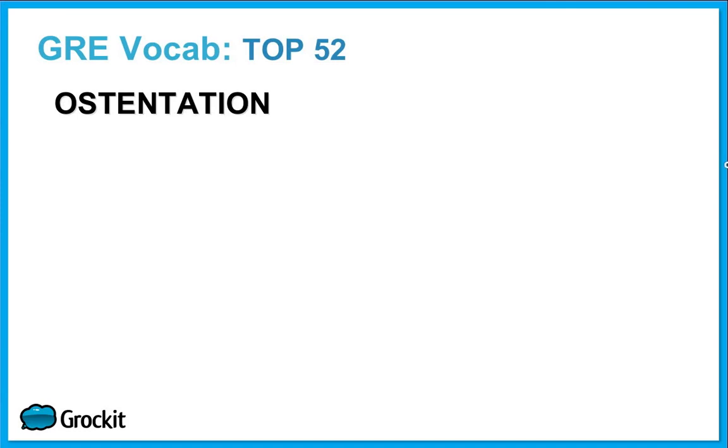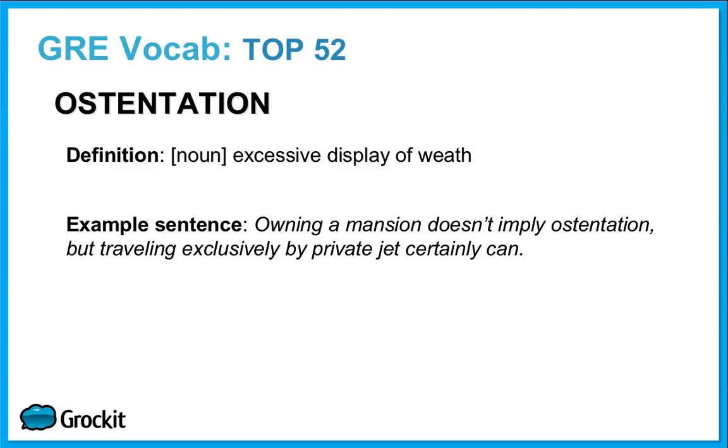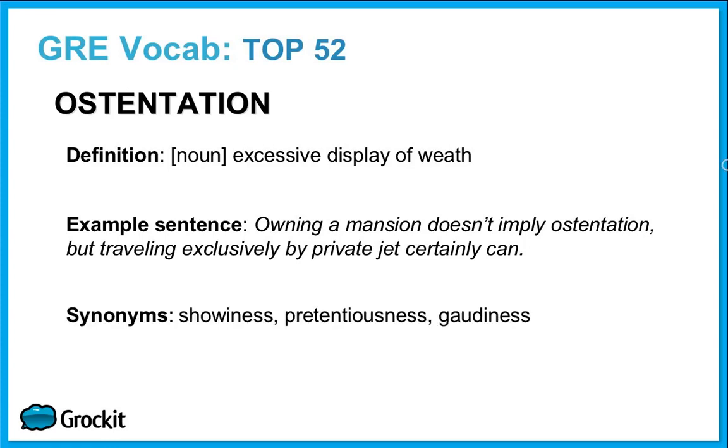Ostentation is our next word. It's an excessive display of wealth. Owning a mansion doesn't imply ostentation, but traveling exclusively by private jet certainly can. Synonyms include showiness, pretentiousness, and gaudiness.